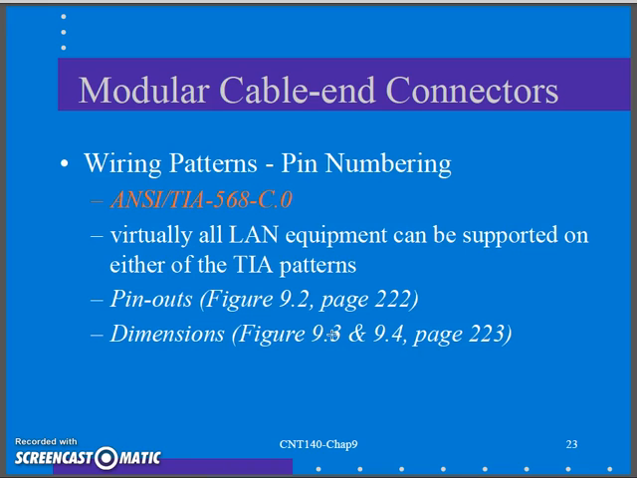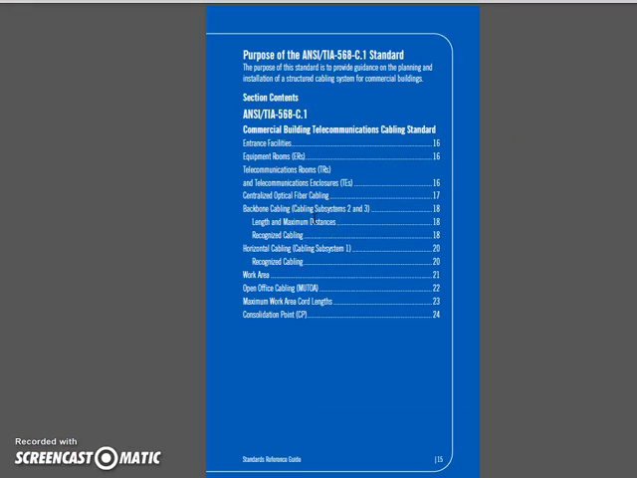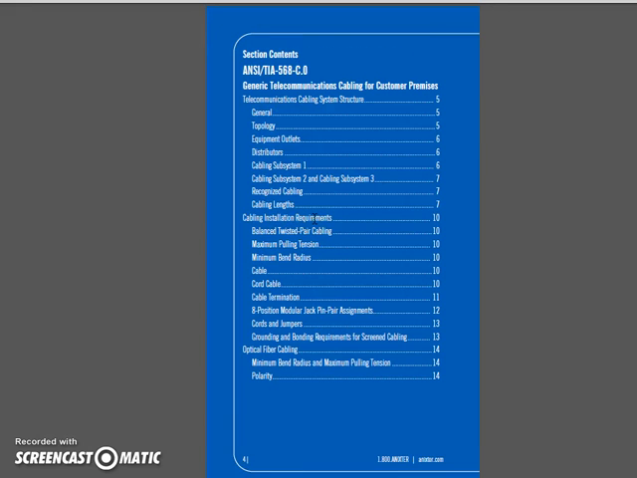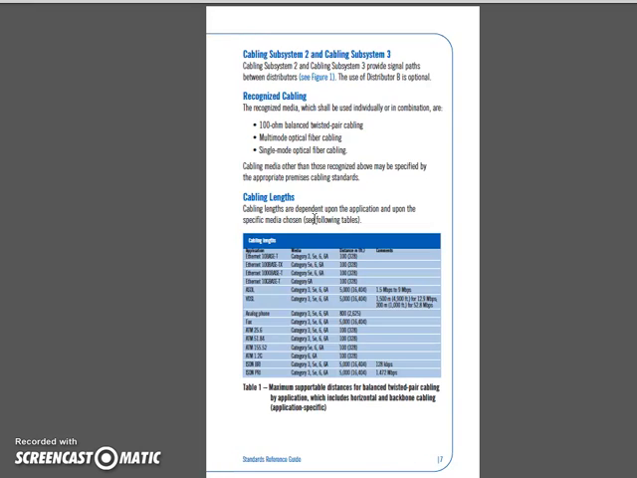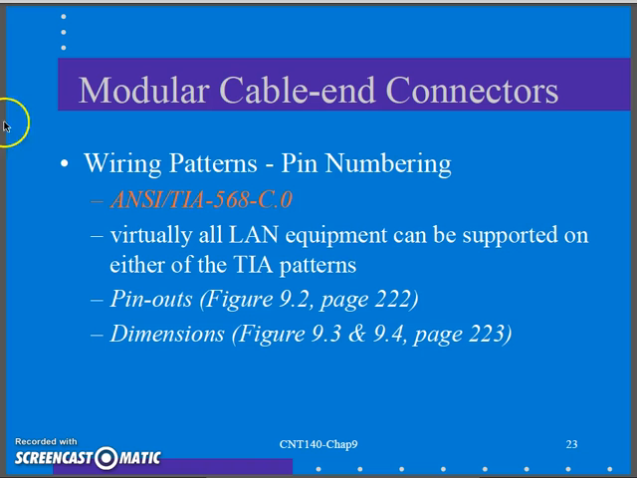My wiring patterns for these modular cabling connectors are specified in our 568C.0 standard. Actually, let me pop that up. I think I have that back here. Yeah, there we are. Here is my 568C standard. There's C.0. As I work my way down through here, just a couple of pages down, here is my modular 8-pin jack pinout, if you will. There are my color codes. So I'm going to pop back over here.